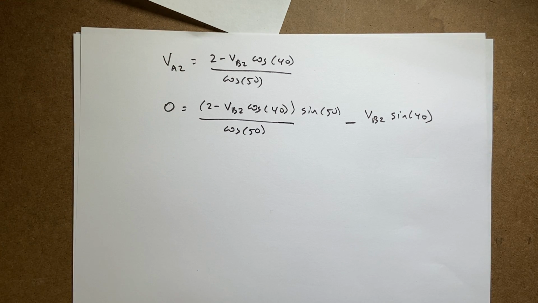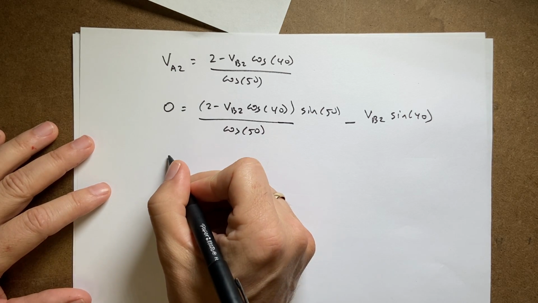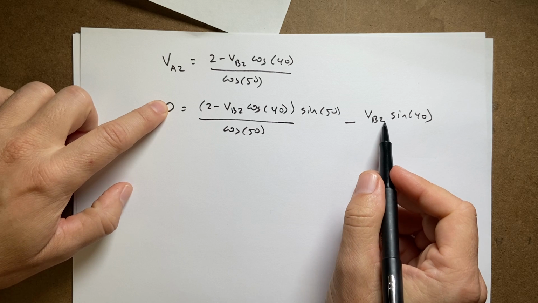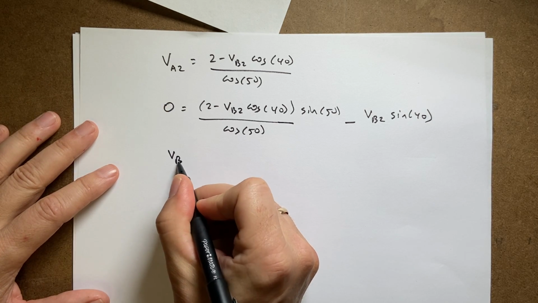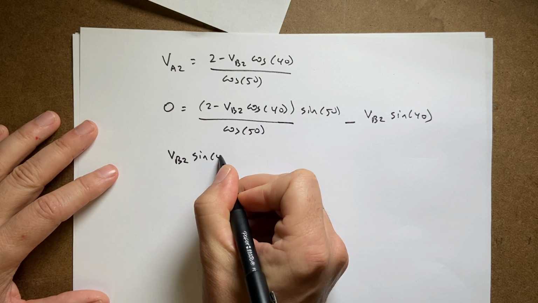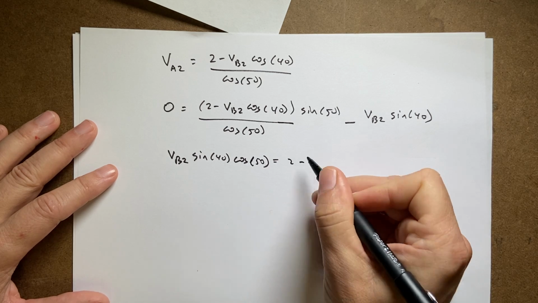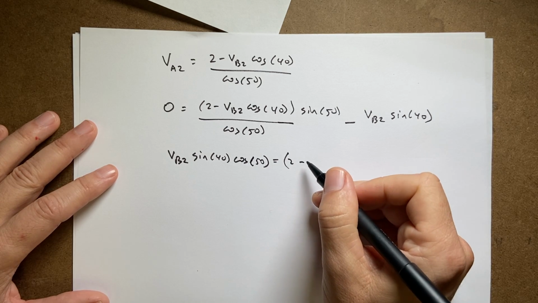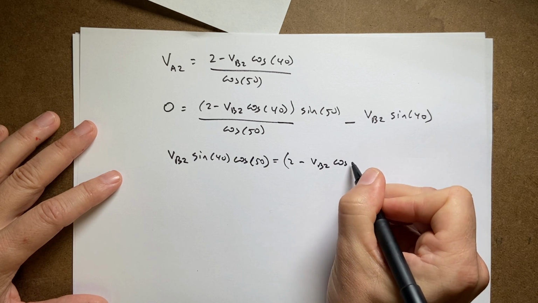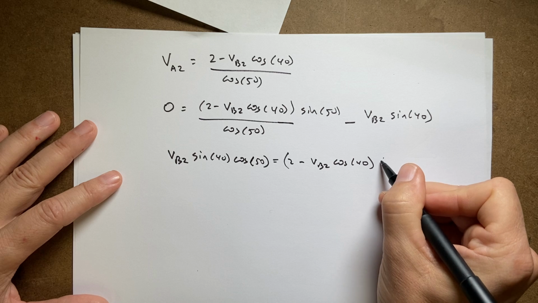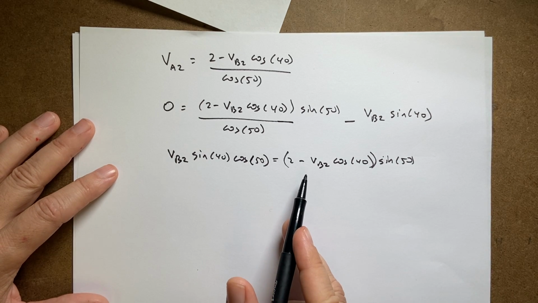Okay, so now I only have one variable in this whole thing, right? I'm going to first multiply both sides by cosine 50, and I still get 0. And I'm going to add this to both sides. I know I'm skipping steps. So I'm going to get VB2 sine of 40 cosine of 50 equals 2 minus VB2 cosine 40 sine of 50. So this is multiplied by that 2 also, which is just a number.